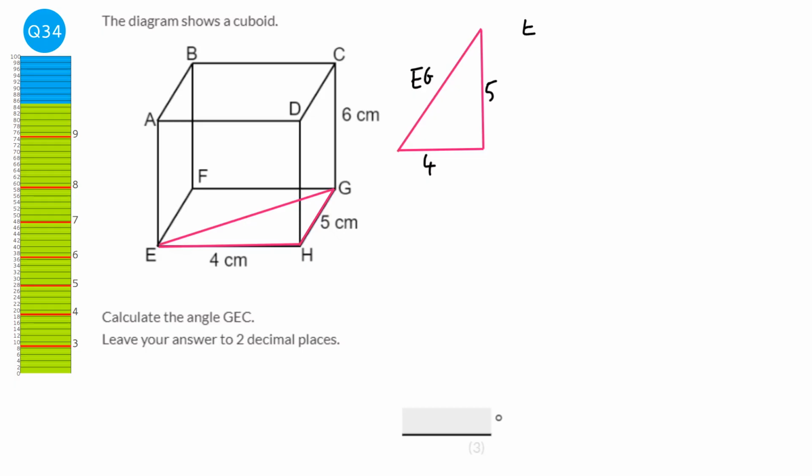So we've got EG squared equals EH squared plus GH squared. And I'm just going to put tram lines down.